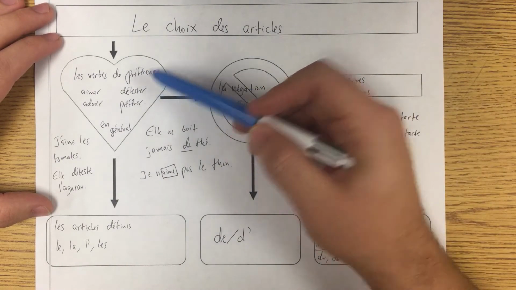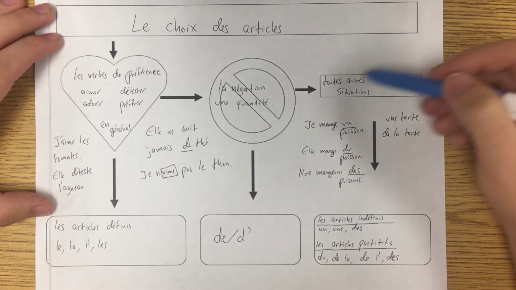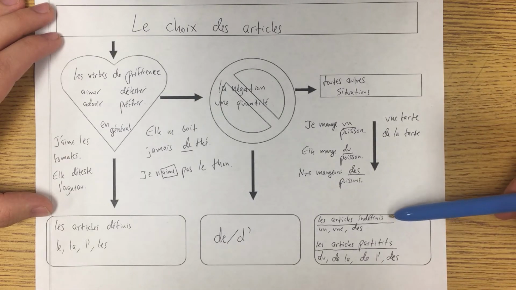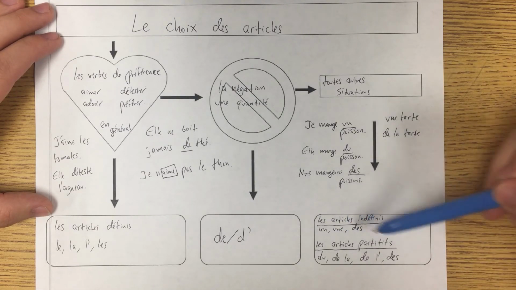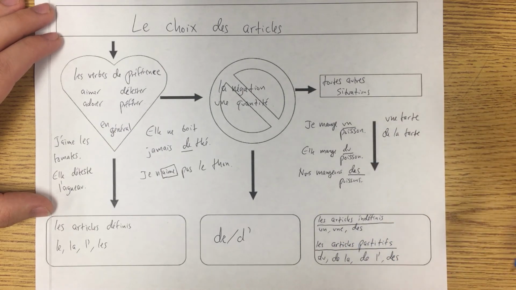If it's not un verbe de préférence, ce n'est pas une phrase négative, il n'y a pas de quantité. Dans toute autre situation, all other situations, we're going to use either les articles indéfinis, un, une ou des, ou les articles partitifs, du, de la, de l'apostrophe ou des.